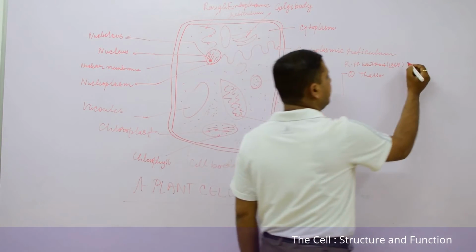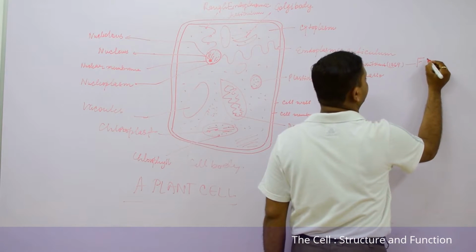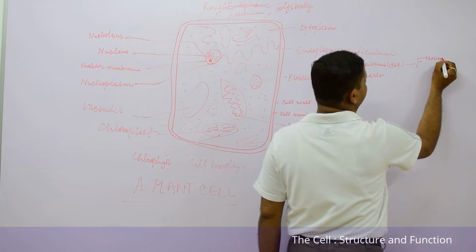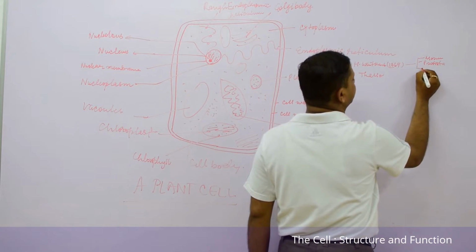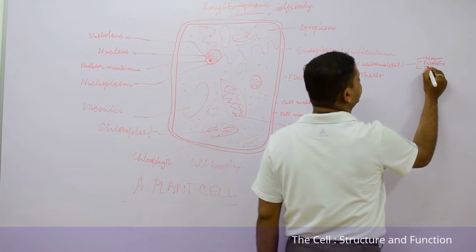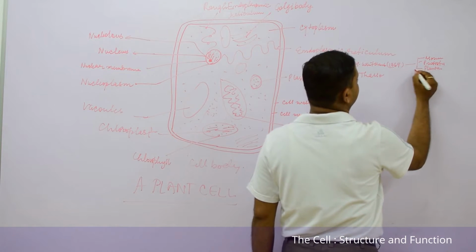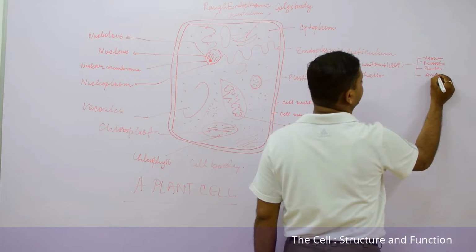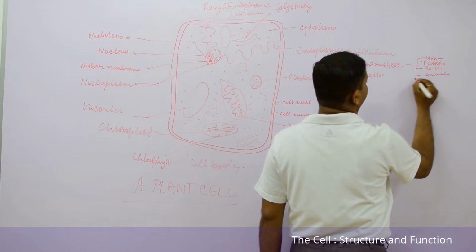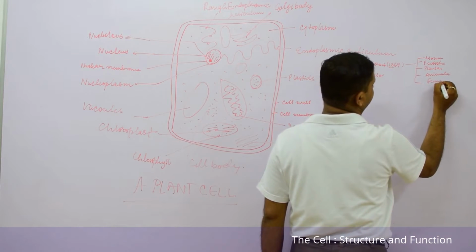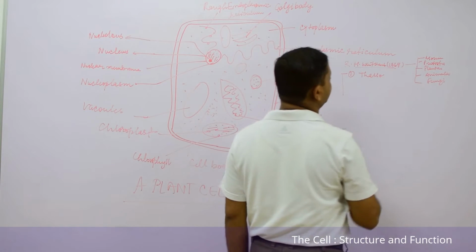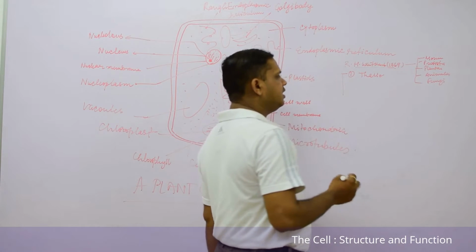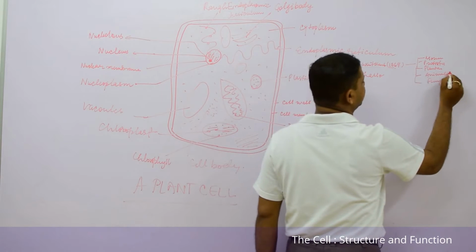The five-kingdom classification given by R.H. Whittaker is Monera, then Protista, then Plantae, Animalia and Fungi. These are the five kingdoms given by R.H. Whittaker in 1869. Then in this we will talk about the plant kingdom.